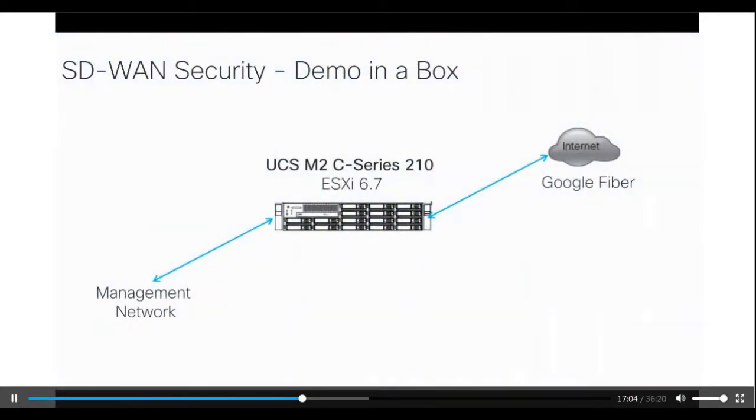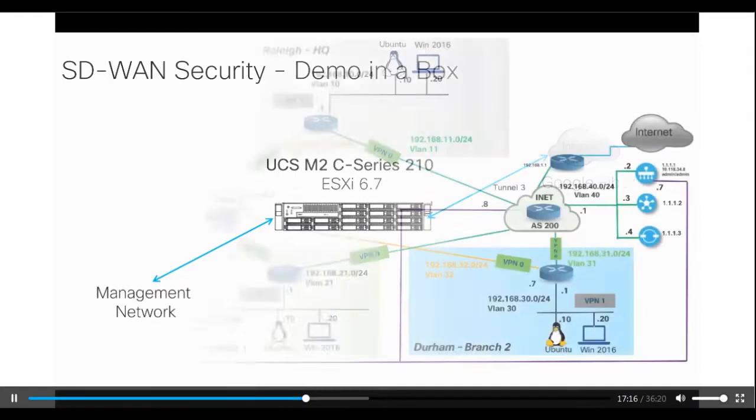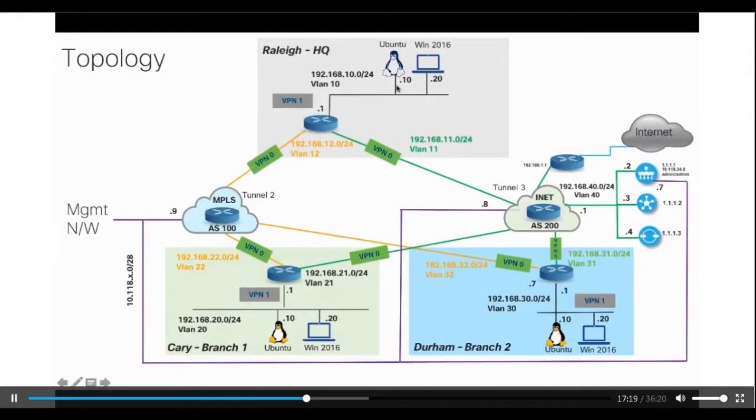Now moving on to the demo. The entire demo SD-WAN security I have put in the UCS M2C Series 210 box. It's running ESXi 6.7 with one headquarters up in the top that you see and down on the bottom with two enterprise branches. These routers and the hosts behind these routers, one Linux host and one Windows host behind each router, talk to each other using the MPLS router.